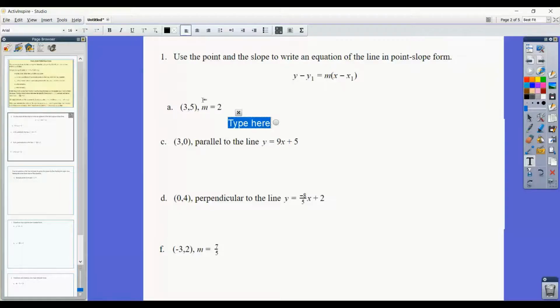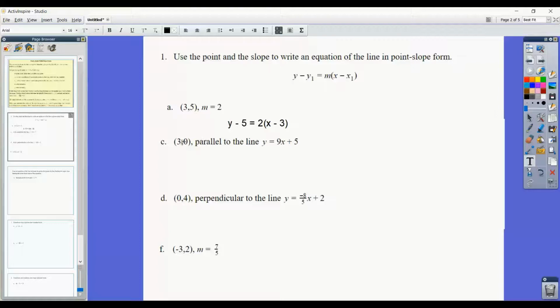Since the x and y coordinates are 3, 5, and the slope is 2, we're going to go ahead and type in, hopefully soon. Again, like I said, there's going to be some sync issues here and there. y minus 5 equals 2 times (x minus 3). Close the parenthesis, and that's it. That's all there is to it. We have a point, we have a slope, we plug it in, we leave our y and x, and we're good to go.